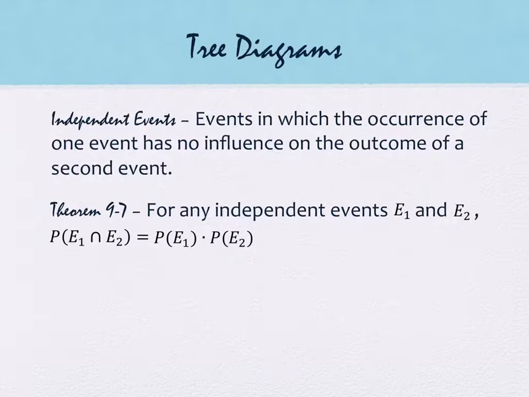Independent means an event in which the occurrence of one event has no influence on the outcome of the second event. Imagine if you were to roll a standard 6-sided die, and you rolled a 6. What's the likelihood that you're going to roll a 6 the next time? The same as it was the first time. The first roll of the 6 has absolutely no bearing on the outcome of the second roll.